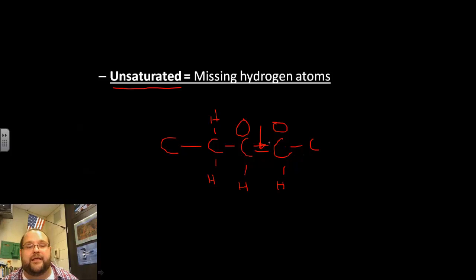Those double bonds are really important because they make the molecule flexible. They make the molecule able to bend, which means unsaturated fats are usually liquid at room temperature, and they're oils. Oils, where saturated fats are solid at room temperature, and they're things like fats and that type.